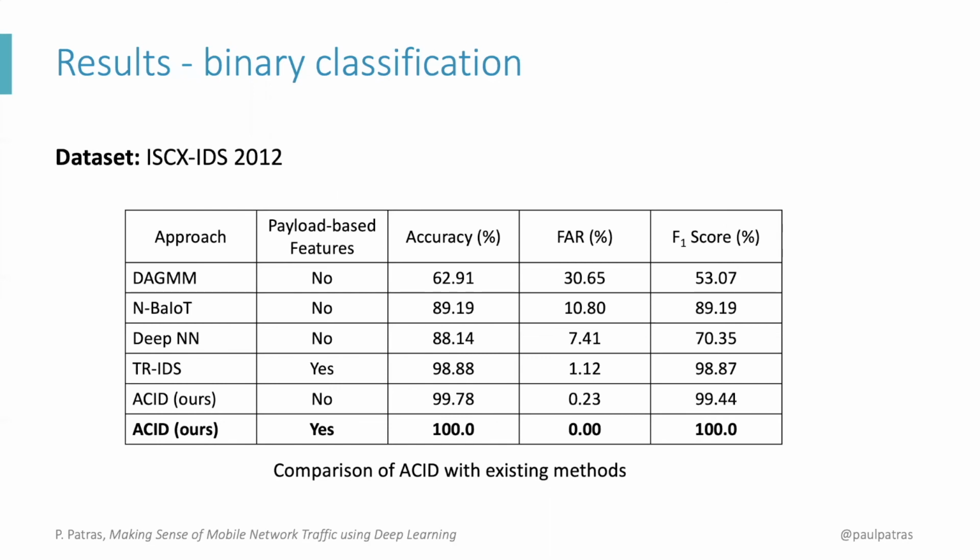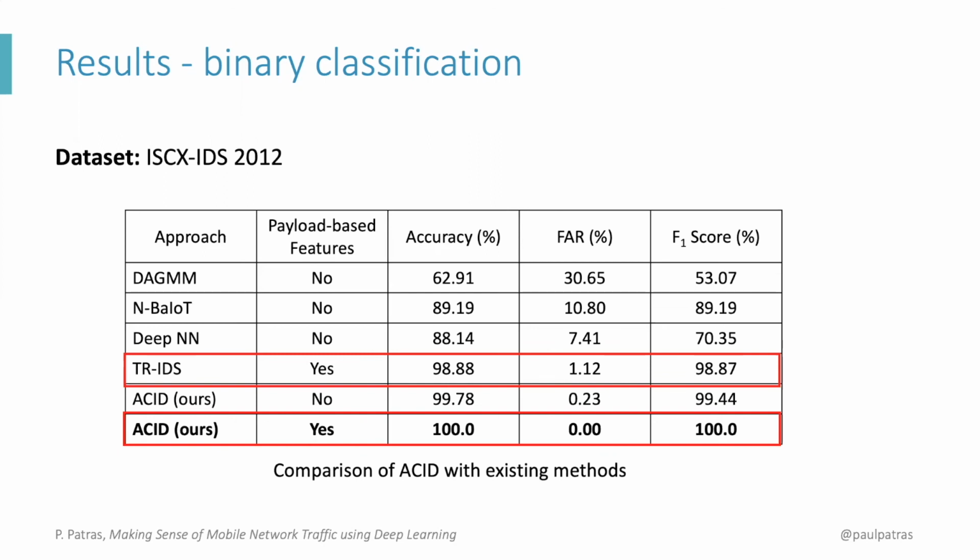The first thing we looked at was binary classification, that means benign versus malicious traffic. What I'd like you to see is that we're doing much better than everyone else. If you look at accuracy, accuracy is way higher. The first thing I'm highlighting is when you don't use payload features, the simplest thing, just using statistical features: false alarm rate is almost 0, F1 score is almost 100%. When you add the payload features, which is also what TRIDS is doing, we increase accuracy to 100%, false alarm rate is 0, F1 score is 100.